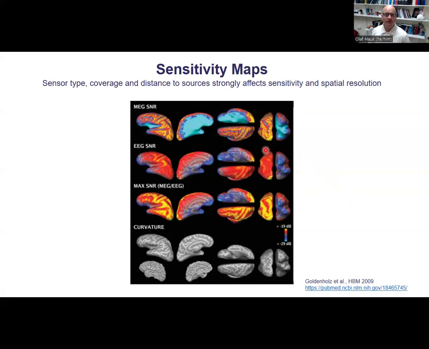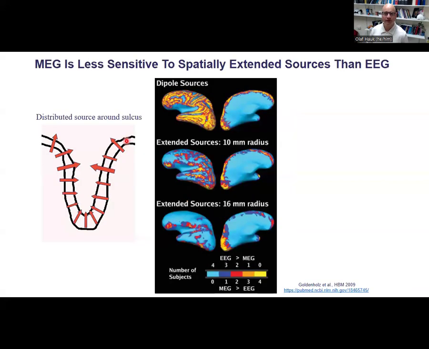But what we are not taking into account here is that we are only looking at dipole sources. So in basically every location, every vertex, we assume an infinitesimally small source. I mean, that's what the dipole represents. We do not take into account the spatial extent of sources. And that's what they did in this analysis.